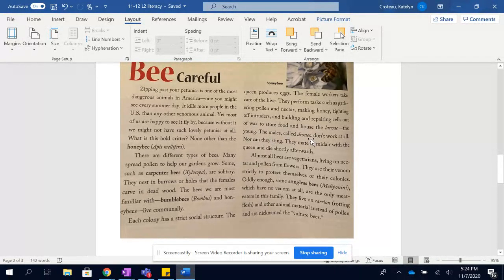The males, called drones, don't work at all, nor can they sting. They mate in midair with the queen and die shortly afterwards.